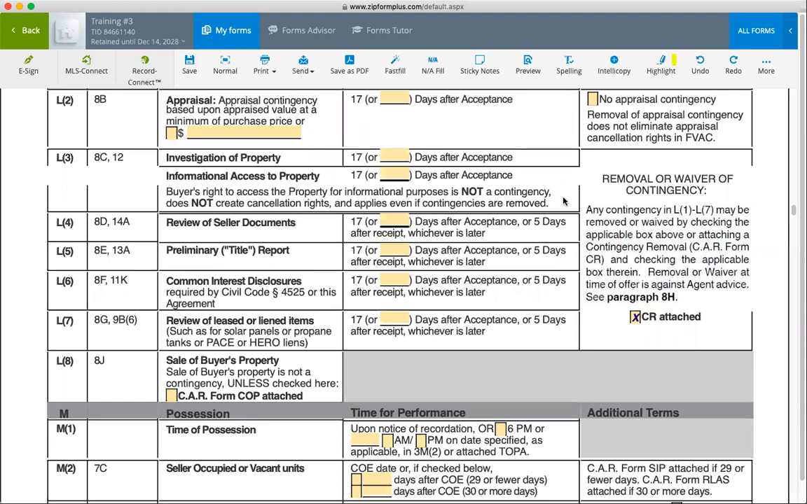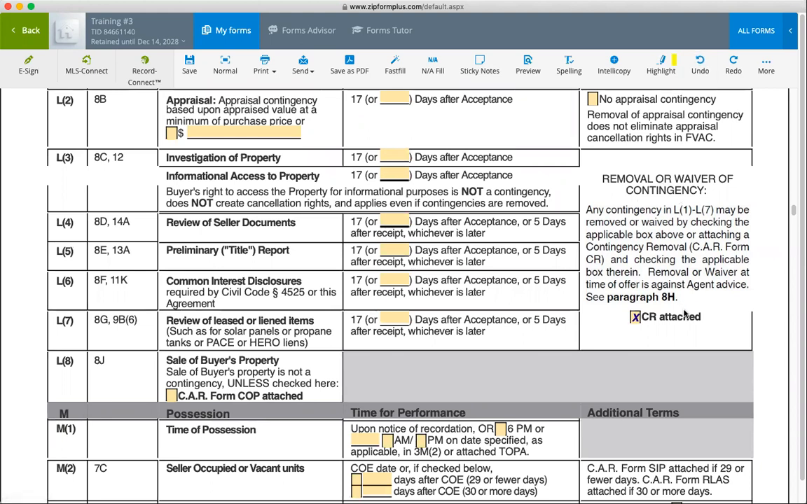So they'll write an offer that is subject to sale of their home, and that would use CAR form COP. COP is a complicated form. I've done trainings on that separately. If you have a buyer who needs to sell their home in order to buy another, don't walk away from that. Write it up and fill out the COP form and see where you can go.